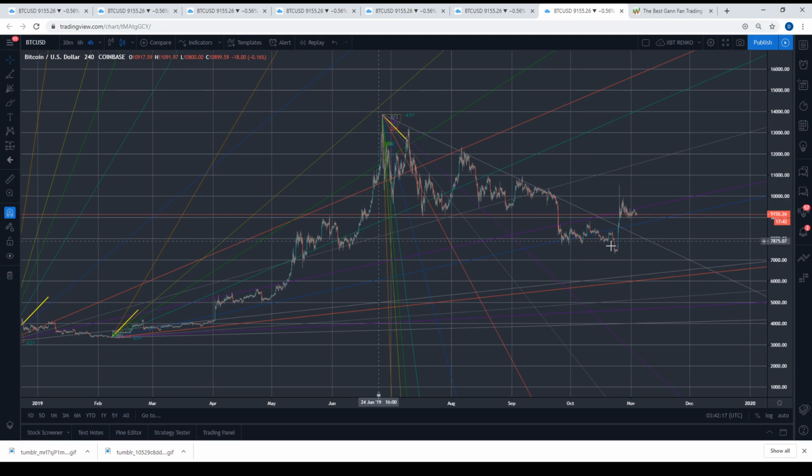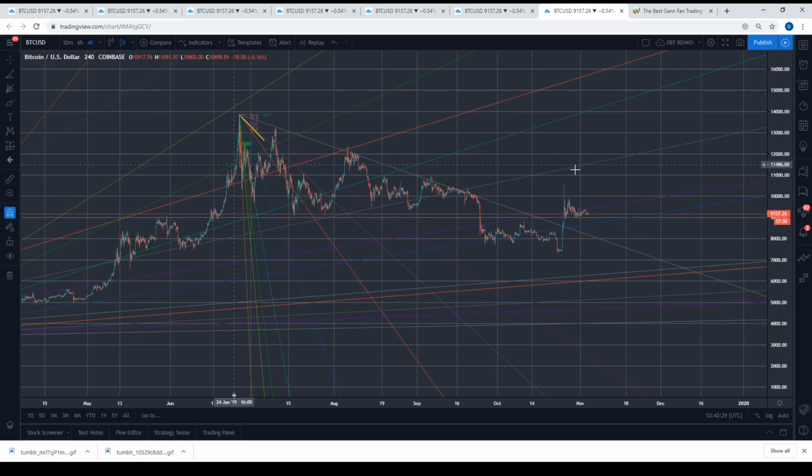So what would you do here? Would you go long because it broke above the 8-to-1 from the pivot high? Well, you could have. That was a sign to go long and it did go up. And it was above the blue 1-to-1.